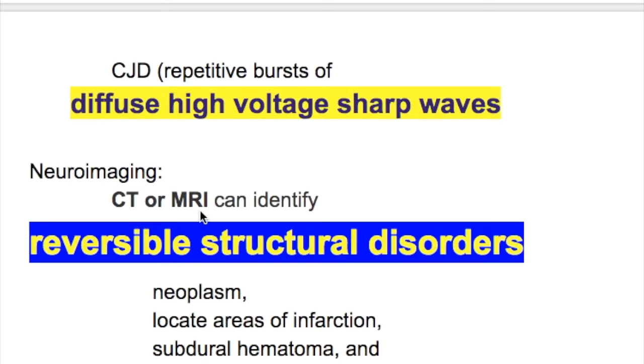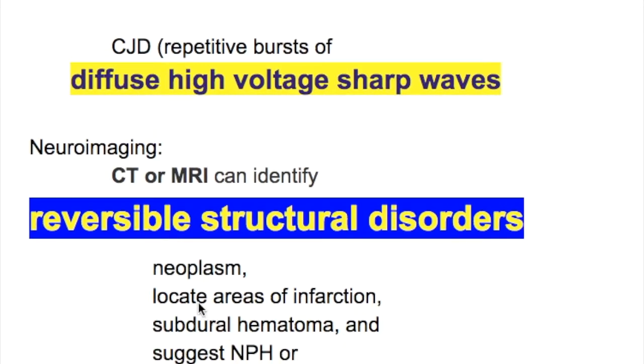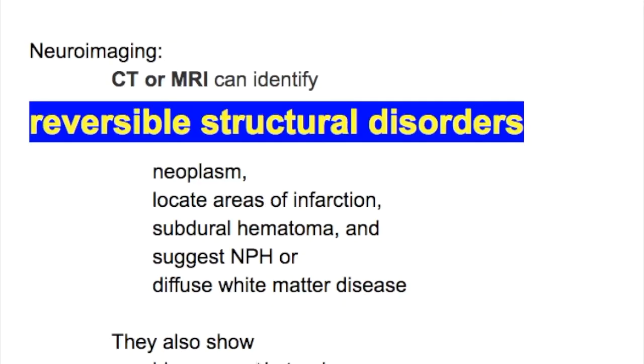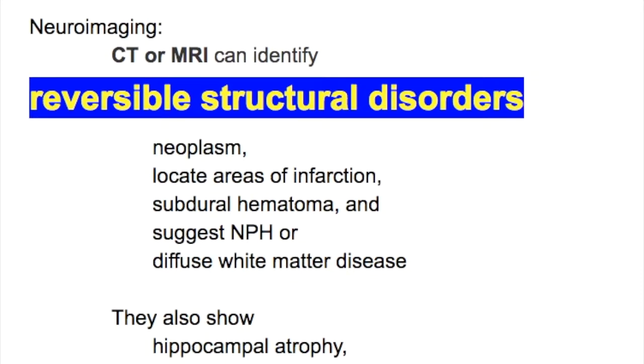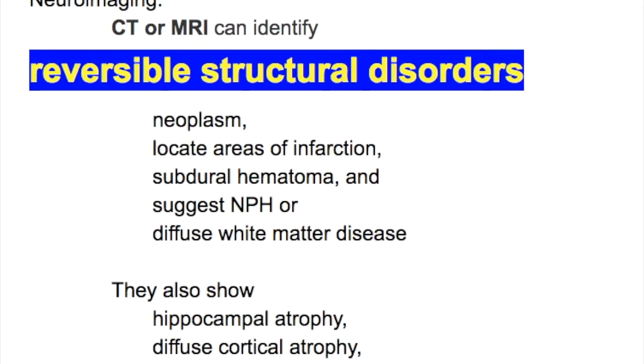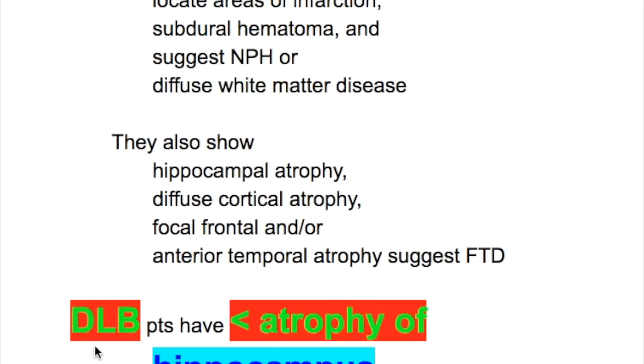Neuroimaging, CT or MRI can identify reversible structural disorders, neoplasm, locate areas of infarction, subdural hematoma, and suggest normal pressure hydrocephalus or diffuse white matter disease. They also show hippocampal atrophy, diffuse cortical atrophy, focal frontal and anterior temporal atrophy suggest frontotemporal dementia. Dementia of Lewy body patients have less atrophy of hippocampus, whereas more atrophy of hippocampus in Alzheimer's disease.